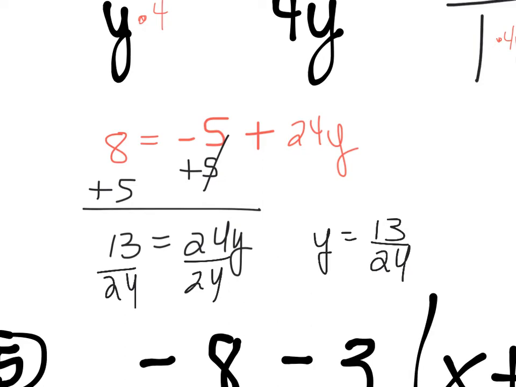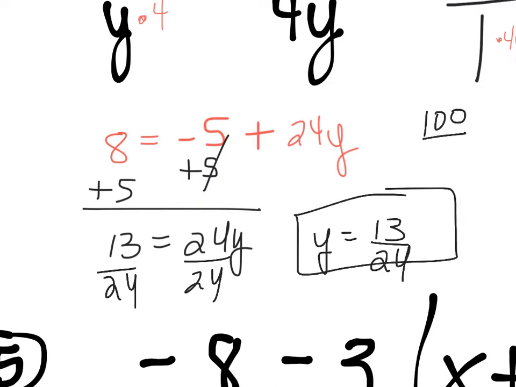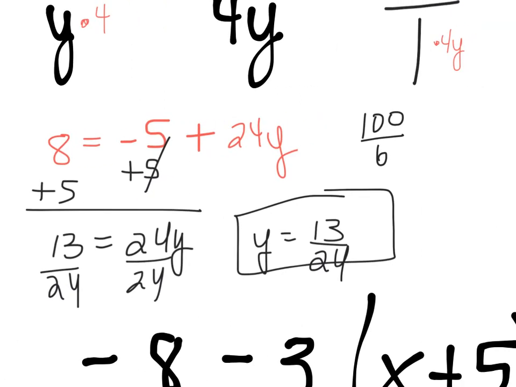You do not have to turn it into a mixed number or anything like that, but do not leave something unsimplified. Can I simplify anything between 13 and 24? No, so it's going to stay like this. What I mean by that is if you end up with like 100 over 6, I don't need to know what the mixed number is, but I can simplify that. What can I simplify 100 over 6 into? 50 over 3. So just make sure you do some sort of simplification if you can.